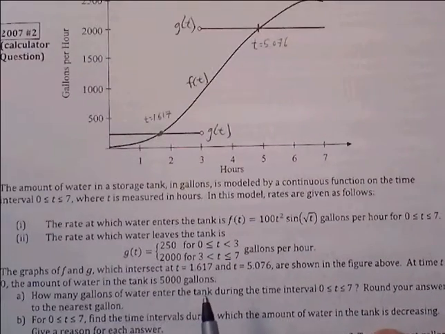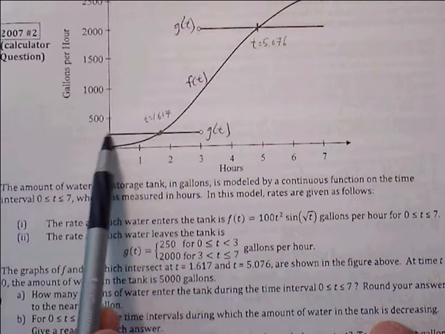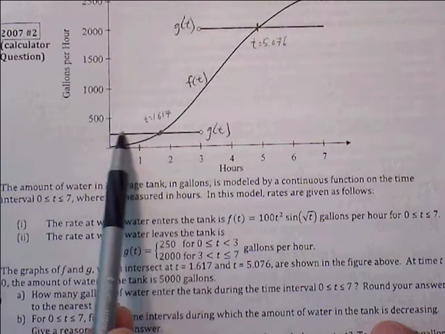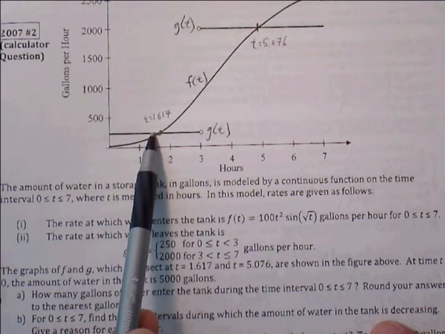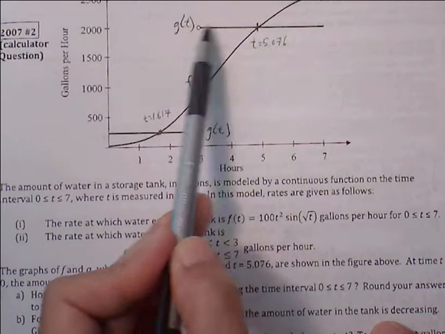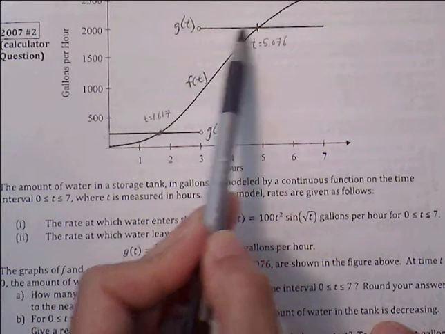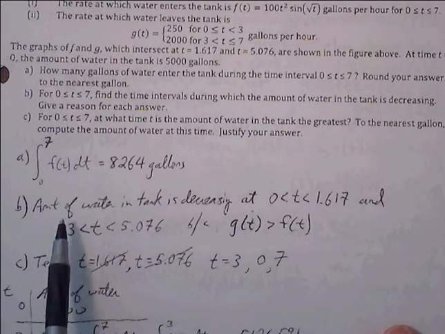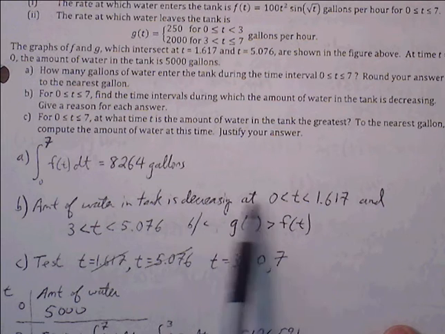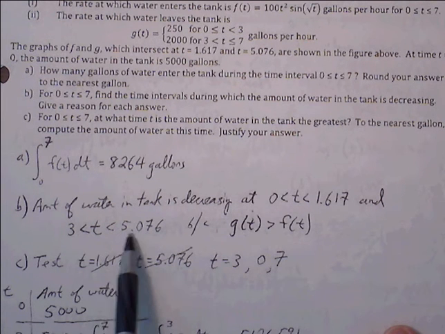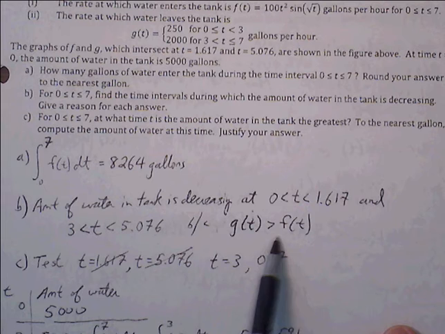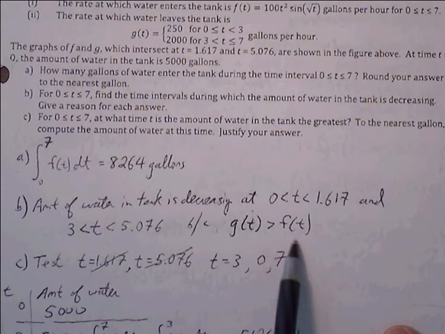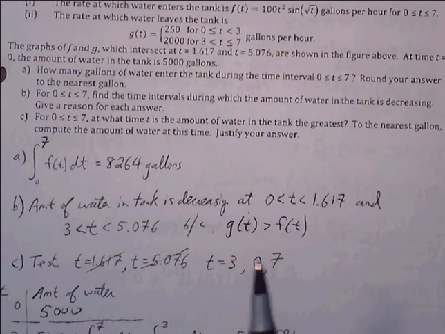So we just talked through this, we expect the water to be decreasing from 0 to 1.617 because we see the rate at which water is leaving is higher. And then also again from 3 to 5.076 because the rate at which water is decreasing is greater than the rate at which water is coming in. So the water level is decreasing from 0 to 1.617 and then from 3 to 5.076, since g of t is greater than f of t. So the rate at which water is leaving is greater than the rate at which water is entering.